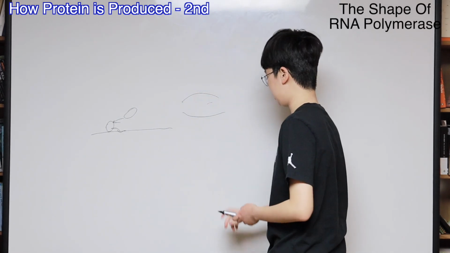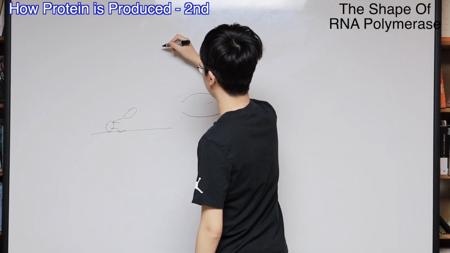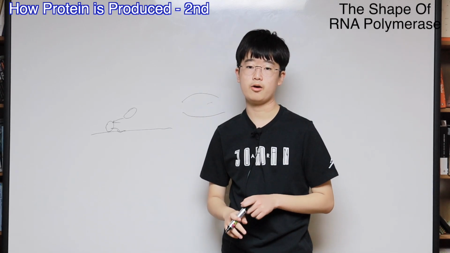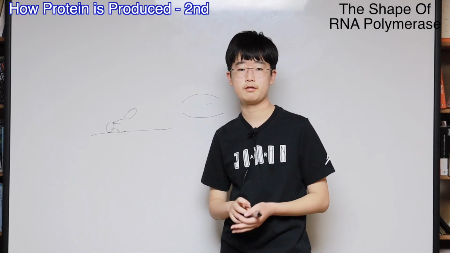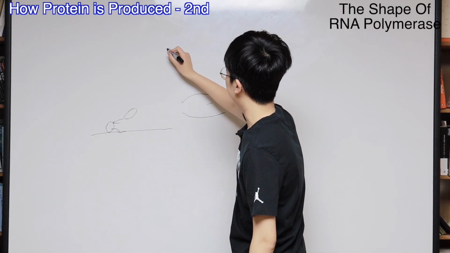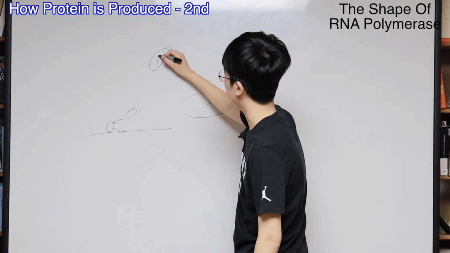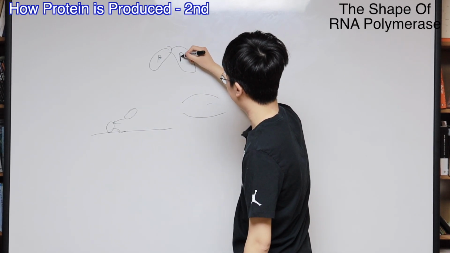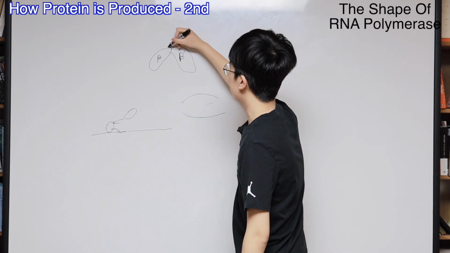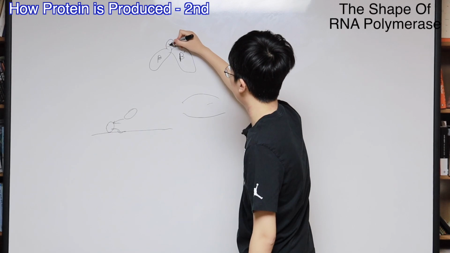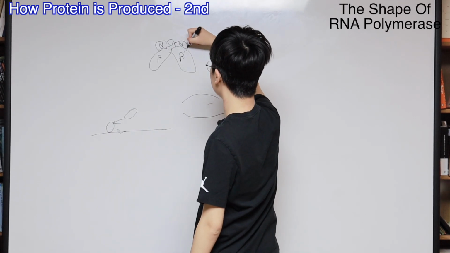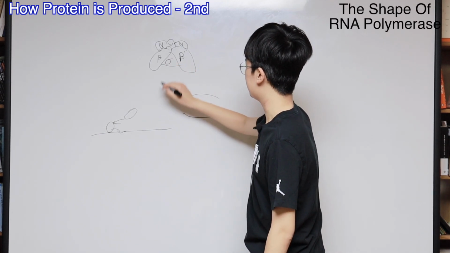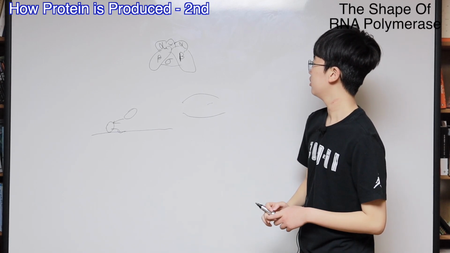Before I draw the gene, let's draw the polymerase first. Well, an RNA polymerase is made out of 6 parts. There's a part called beta, a part called beta prime, and there is an omega, 2 alphas, and one sigma.